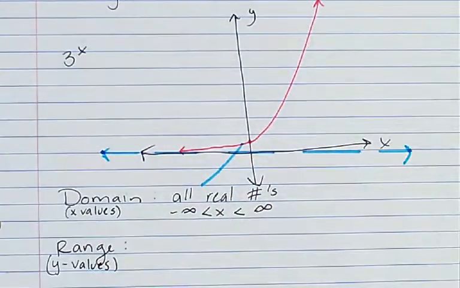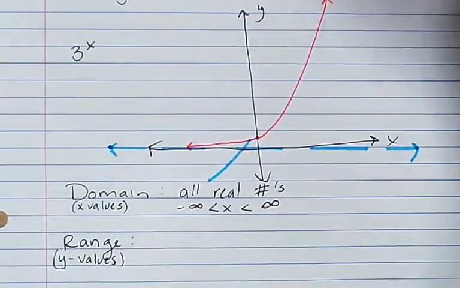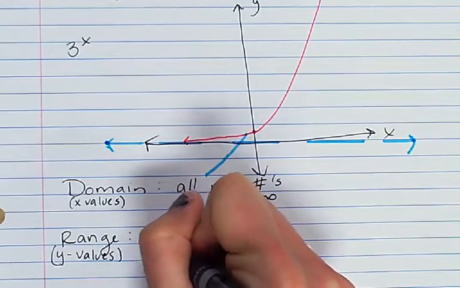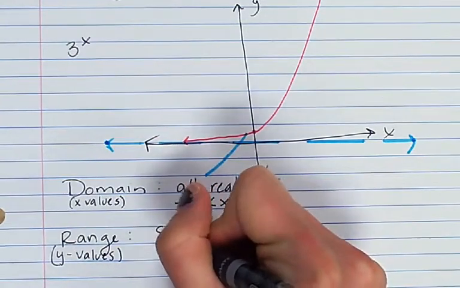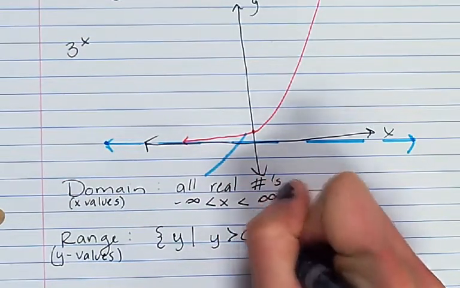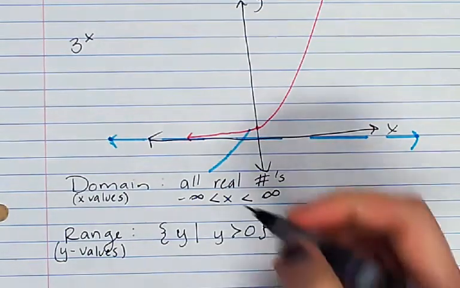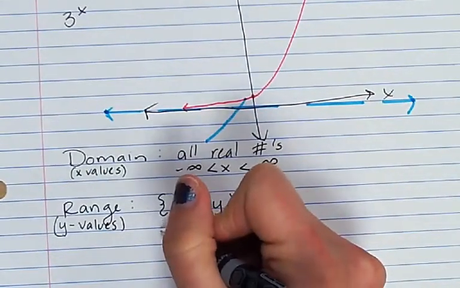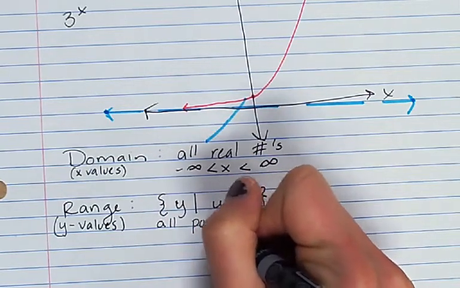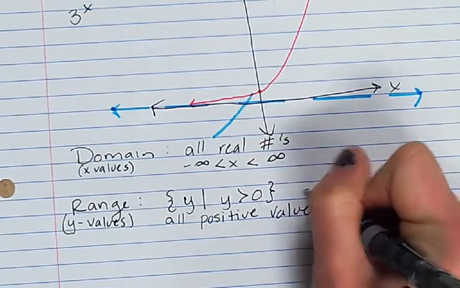So when you have exponential growth functions, the range, the y values, are always positive. They're always above the x-axis. So sometimes it's written like this: a set of all values y such that y is greater than 0 is how they usually write it. They may say all positive values, but most often it's like this.